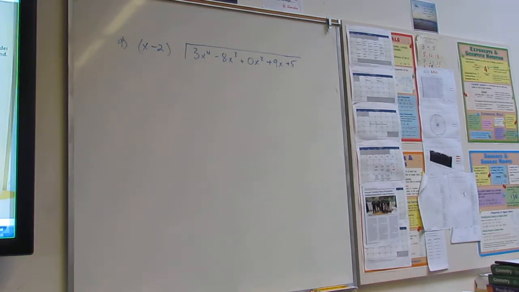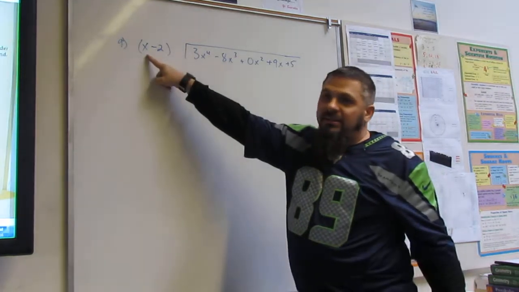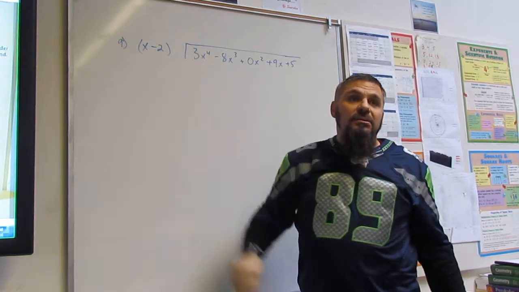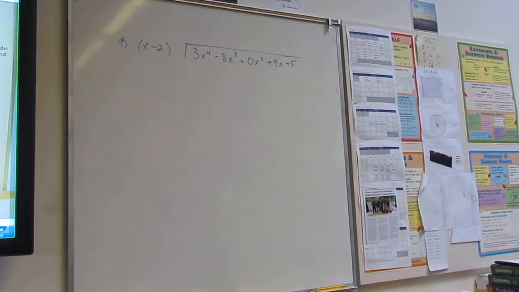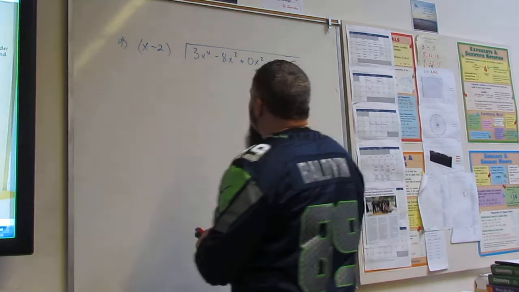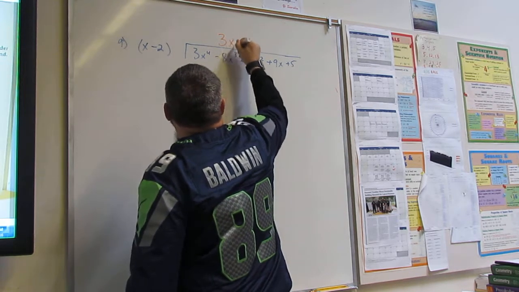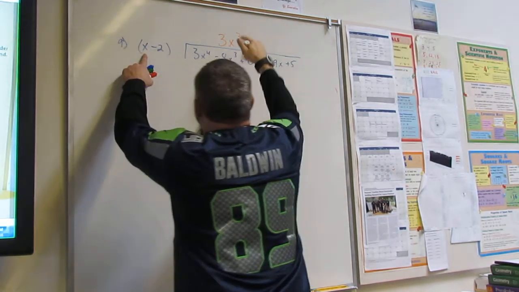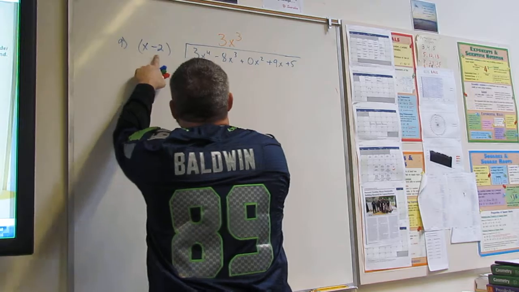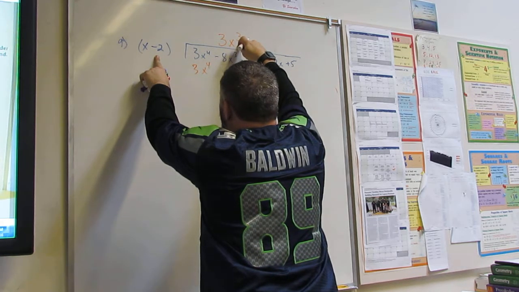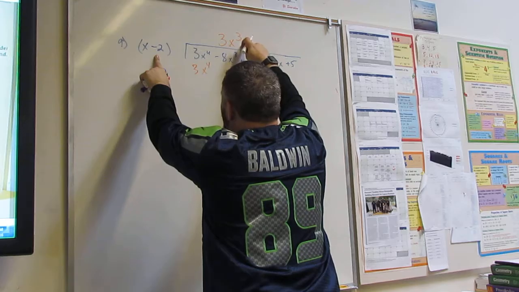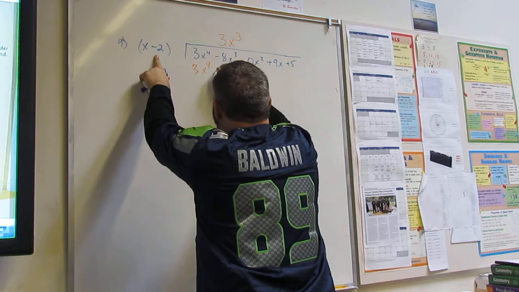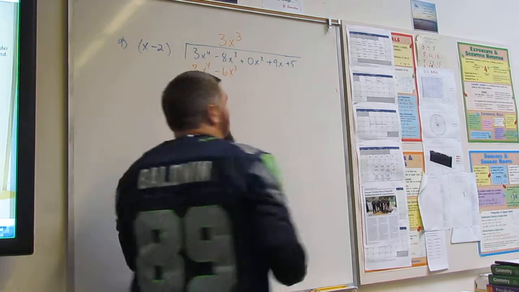Now all I'm going to do is say, okay, what times x is 3x to the fourth? 3x to the third, right? And so I multiply this times this, I get 3x to the fourth, right? What do I do when I multiply this? 3x squared cubed is negative 6x cubed, right?